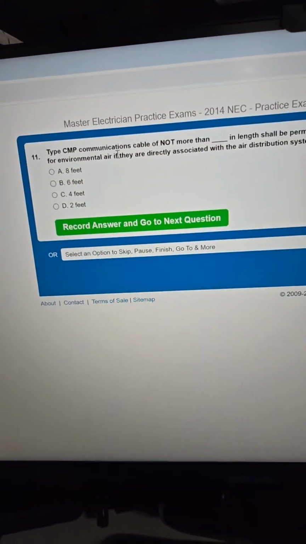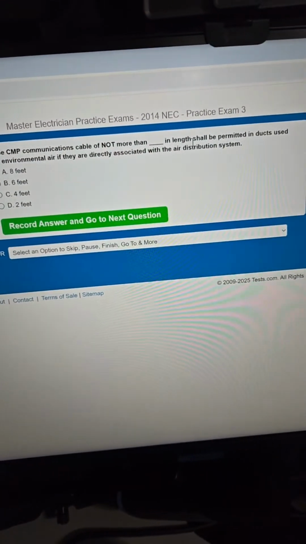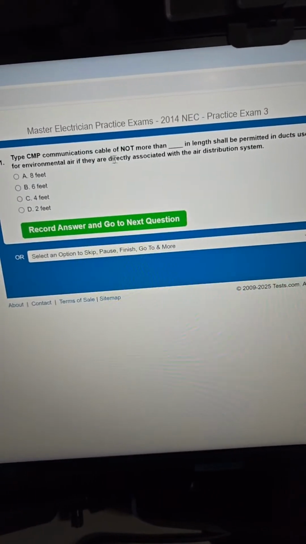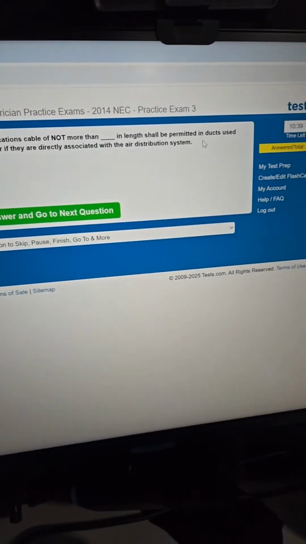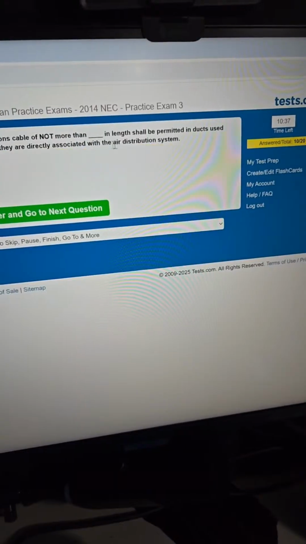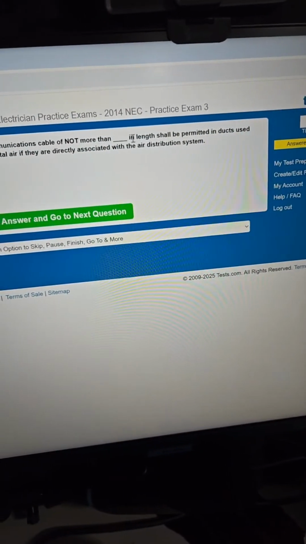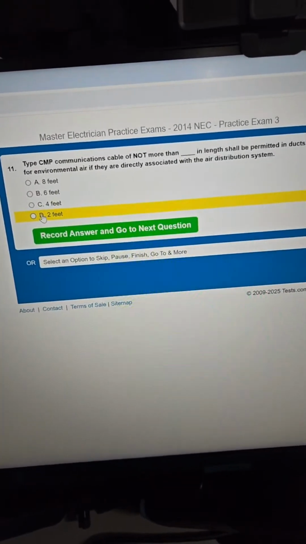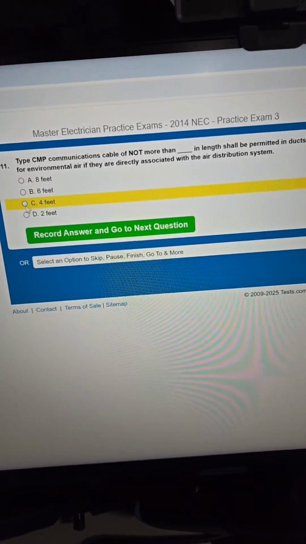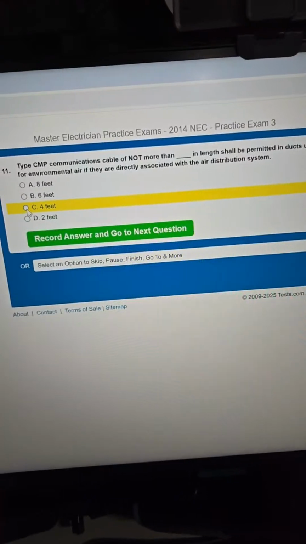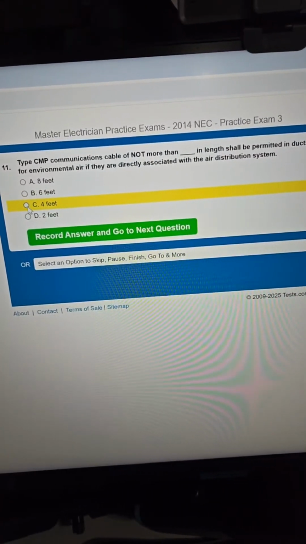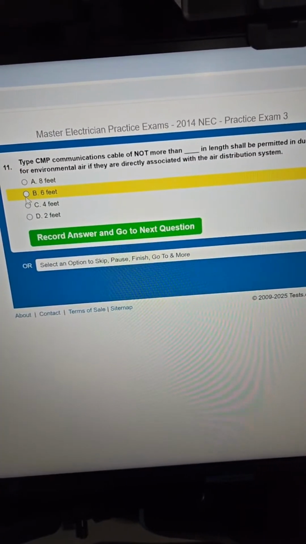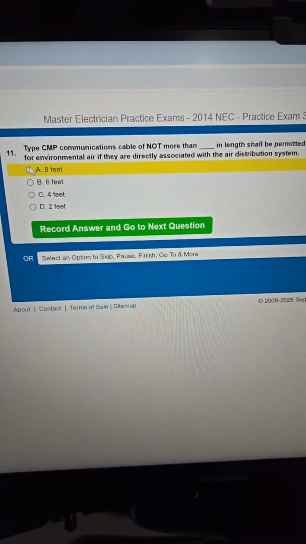The CMP communications cables not more than blank in length shall be permitted in ducts used for environmental air if they are directly associated with the air distribution system. Okay. 2 feet is too short because you can't do anything with 2 feet. 4 feet is probably the number, but I can't think what you would do with 4 feet. 6 feet sounds like the right number, and then 8 feet is oddly specific.